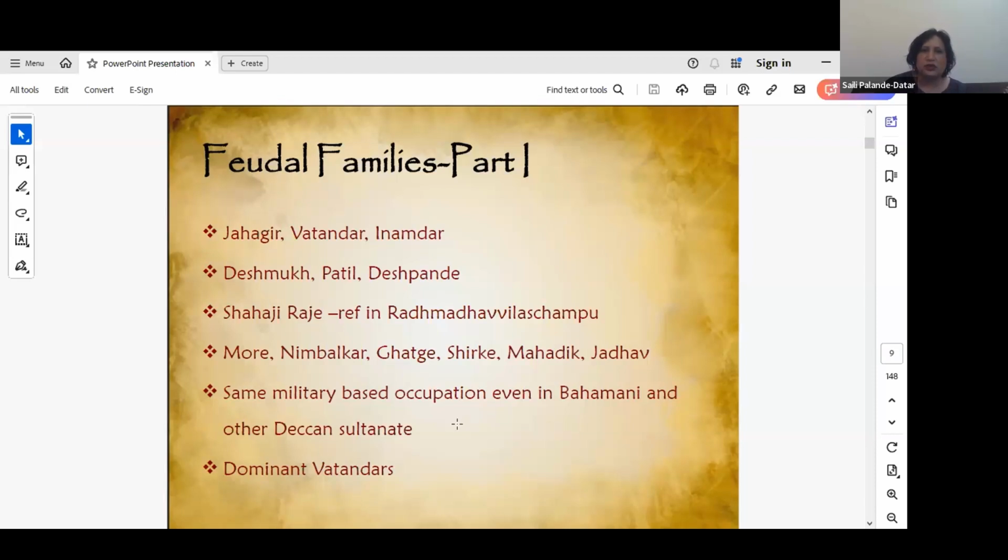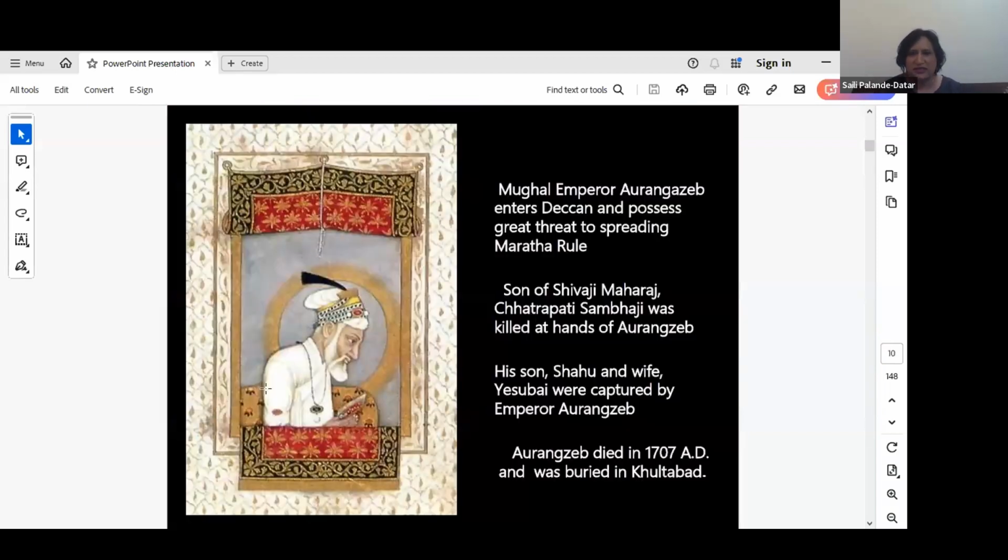And all these traditionally Maratha families who were in Maharashtra since the time of Bahmanis had already made their bases, which continued in the 18th century because the Vatan system was reinstated.